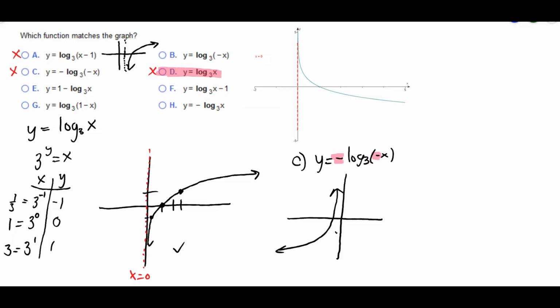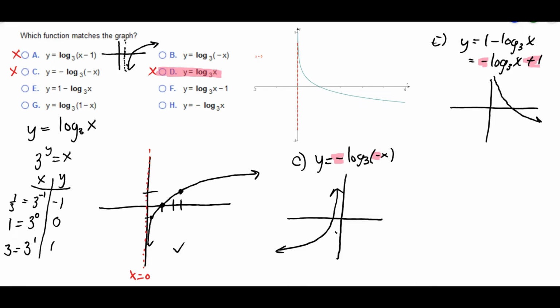The equation in E is y equals 1 minus log base 3 of x. Let me rewrite that as negative log base 3 of x plus 1. So this negative reflects it vertically, and this plus 1 shifts it up 1 unit. So if I reflect vertically and then shift up 1 unit, it looks something like this. And that's pretty close, so let's keep that one in mind.